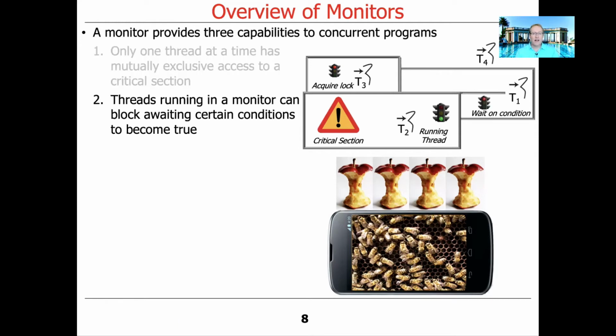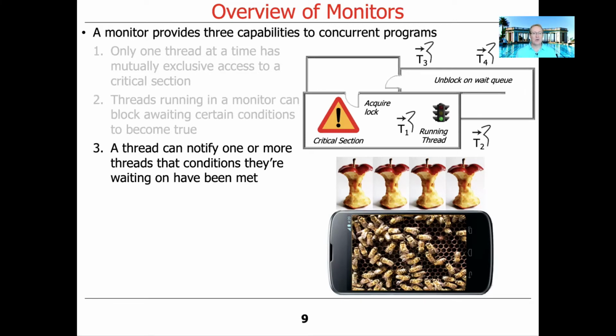The threads that are running in a monitor can block, awaiting a certain condition to become true so that they can proceed. And a thread can also notify one or more other threads that conditions they're waiting on have been met. So those are really the 3 things you can do. You can ensure mutual exclusion. You can put yourself to sleep and kind of park, waiting for conditions to become to your liking. And you can signal other threads or a thread to wake up and see if they can make forward progress.